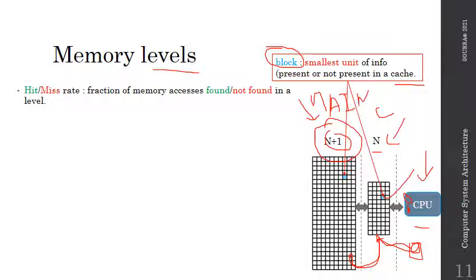In order to improve performance, what should we improve? Is it the hit or the miss rate? So we need to improve the hit rate and do away with the miss rate, minimize the miss rate. Fair enough? So let's see.